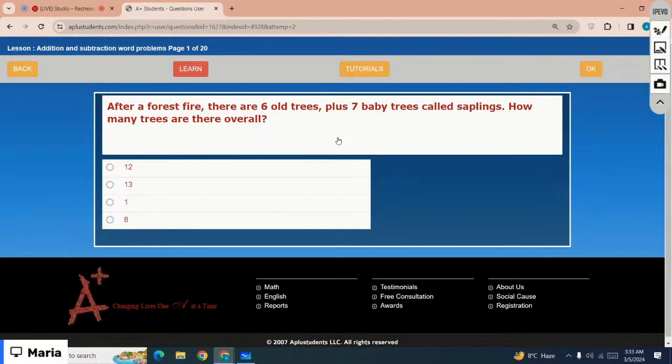The correct option is 7 plus 6 equals, yes, that is 13. The correct option is 13, right? Option number 2 is the correct option.